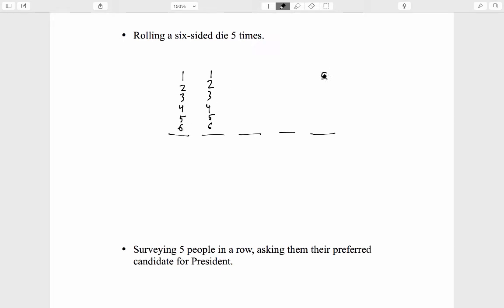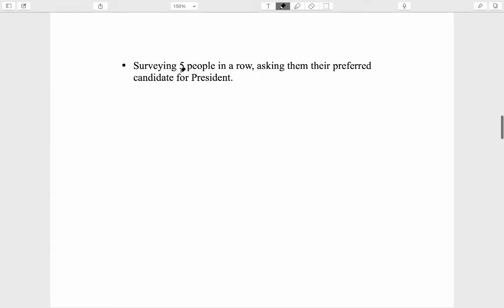Or perhaps it's easier to think of this if you relabel the sides of the die with the letters A through F instead of the numbers 1 through 6. Then it's clearer what it means to represent the outcomes as 5-letter words in a 6-letter alphabet. The last example here is to survey 5 people in a row, asking them their preferred candidate for president. Now this is a bit of a tricky example.